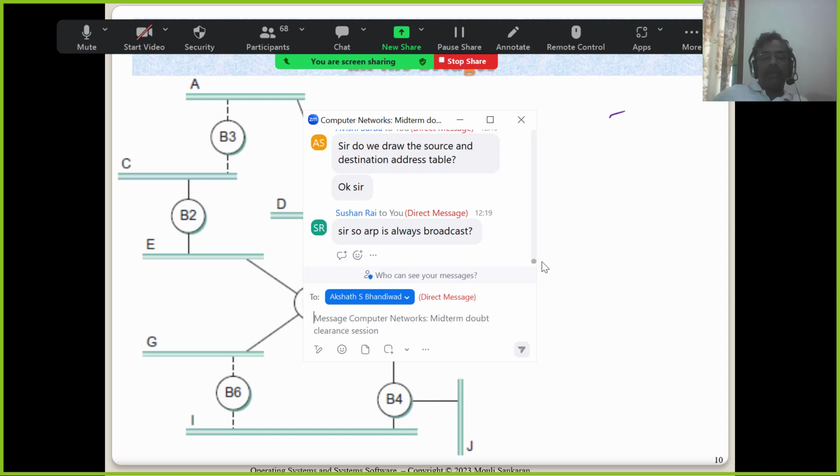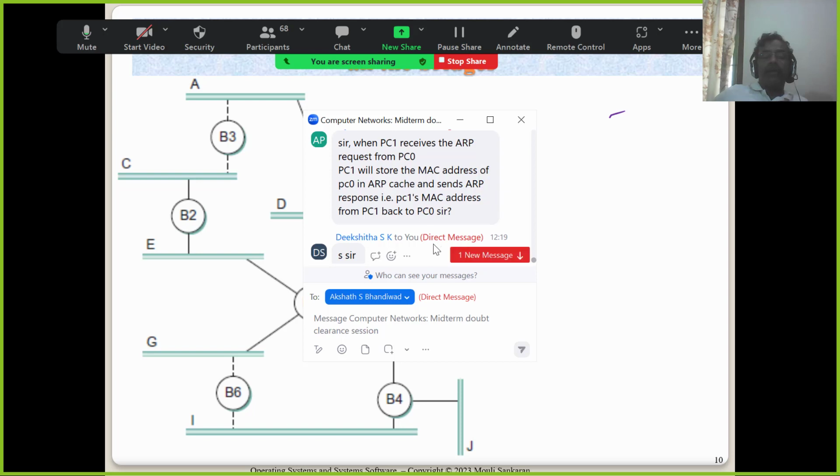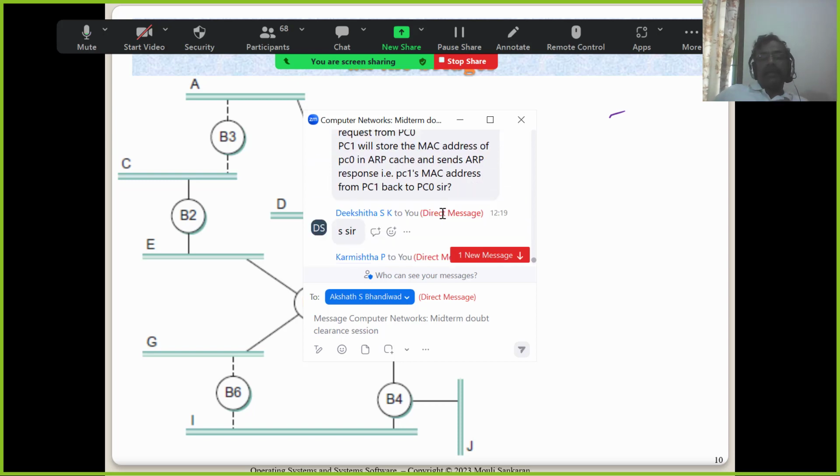ARP request is always broadcast. Don't say ARP is always broadcast, say ARP request. And then when PC1 receives the ARP request from PC0, PC1 will store the MAC address of PC0 in its ARP cache, and sends the ARP response with the MAC address of PC1 back to PC0. Who is that? Arya. Yes, you are right. See, always you try to extract whatever you can.